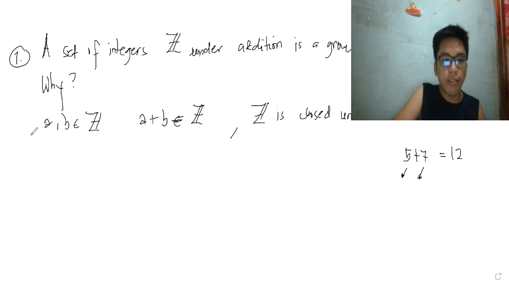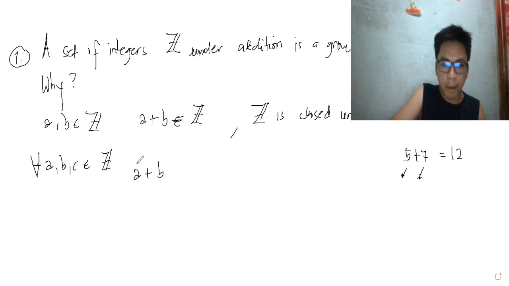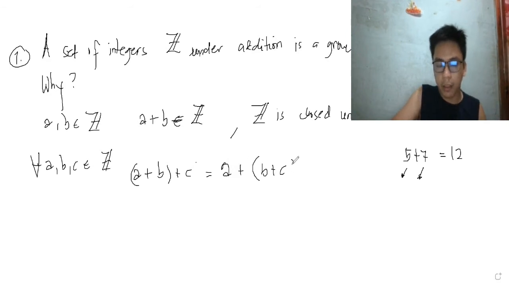Okay, now let's double check if it holds with the first condition, associativity. So for every A, B, and C in Z, that means you have three integers. So A plus B plus C, it doesn't matter. It will still be the same if I regroup that. That's it. So therefore, this implies that Z is associative.